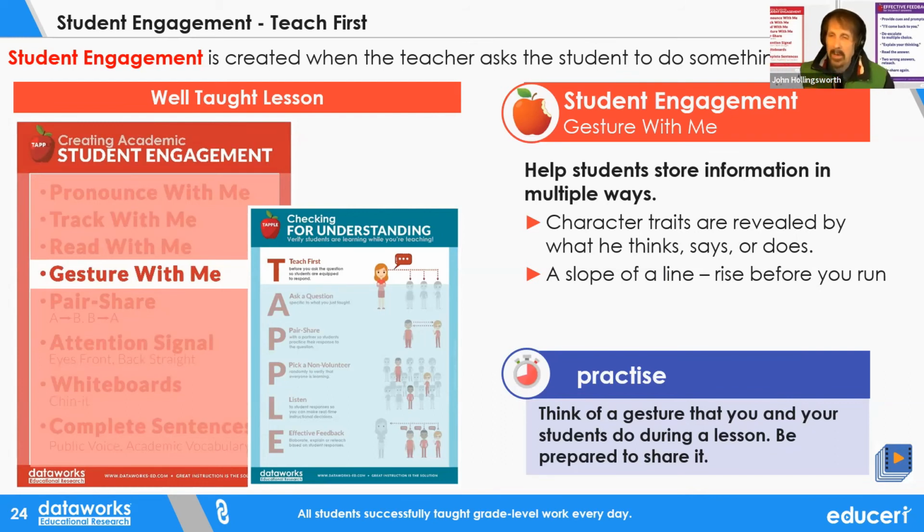Okay, let's have the B partners tell A partners how character traits are revealed. B, tell A, and I want to see your hands up at the same time.